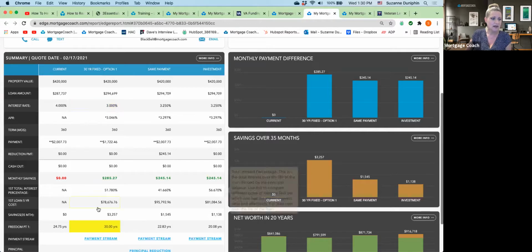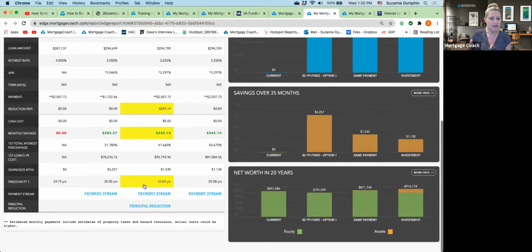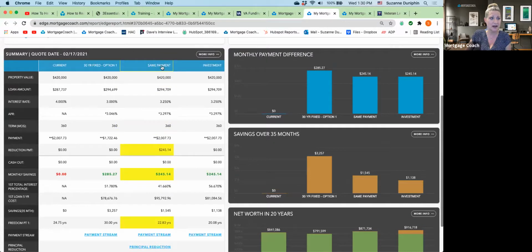So what we're showing them with this strategy is what we call a same payment strategy, where they're taking this savings, they're applying it to principal, and then that's going to reduce that freedom point, guys. That is huge. If they can afford to make the same payment, that's why we're calling it same payment, and apply the extra to principal, that's going to get them out of this particular debt in 22 and something years. Okay. So that is a game changer.